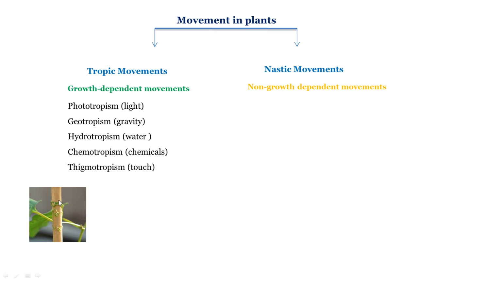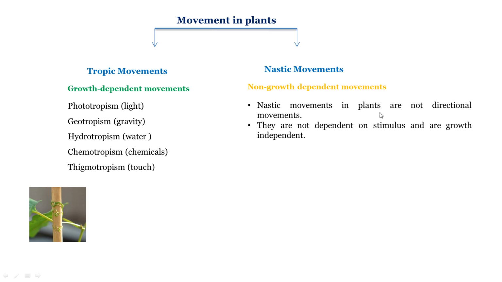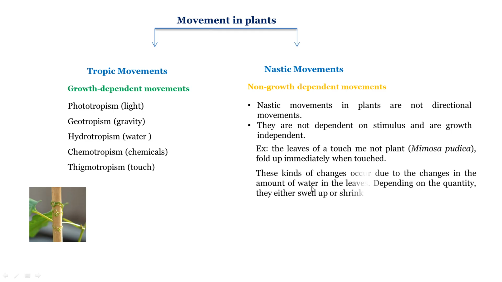curl around it. Now coming on to the next movement, that is nastic movement, which is also known as growth independent or non-growth dependent movement. This movement in plants, they are not directional movements. They don't move in any specific direction, whether towards the stimulus or against the stimulus. They are not dependent on stimulus and are growth independent. And the example you will find is the leaf of a touch me not plant, which is also known as Mimosa pudica, fold up immediately when it is touched.